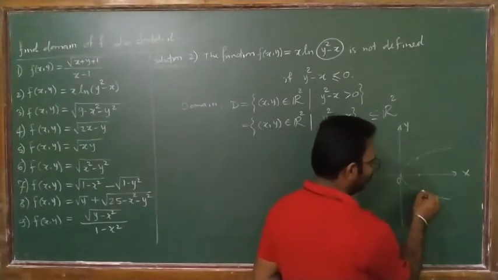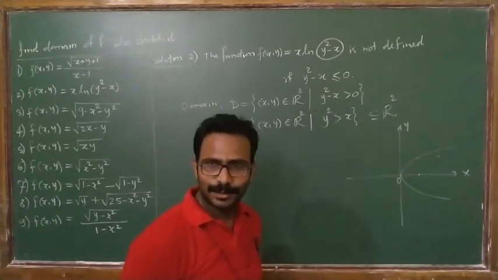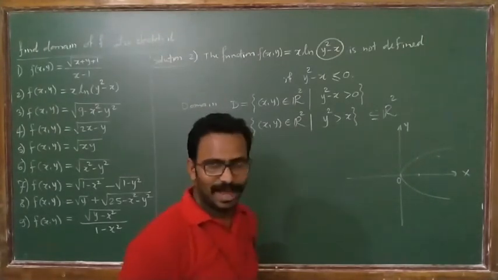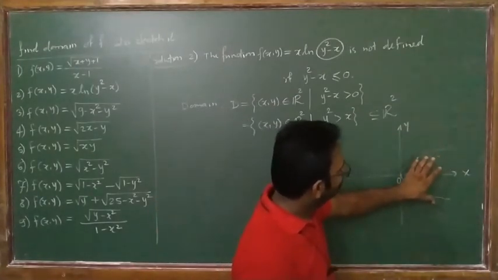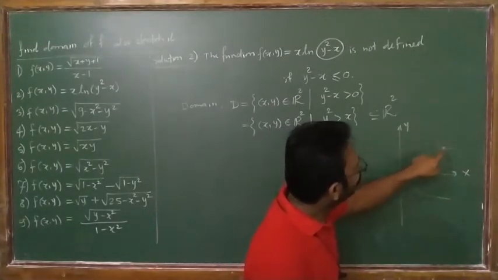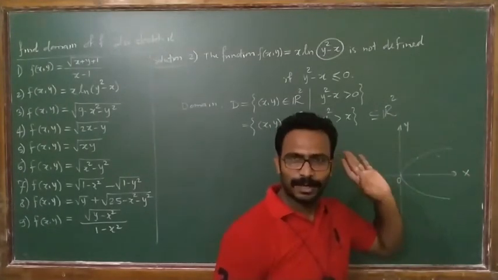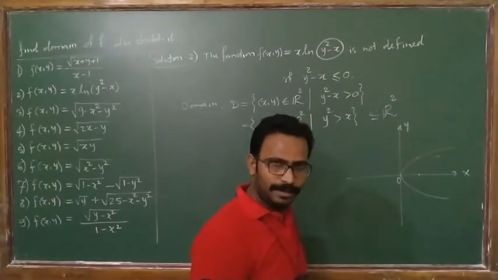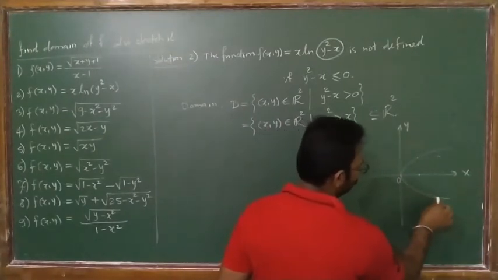Similarly for this point, if I choose 2, 1, in this case also 1 square is not greater than 2. So what should I delete, what should I avoid? I should remove those points on the boundary of the parabola and those points inside this parabola. So what should be my region? The domain or the region should be outside the parabola.